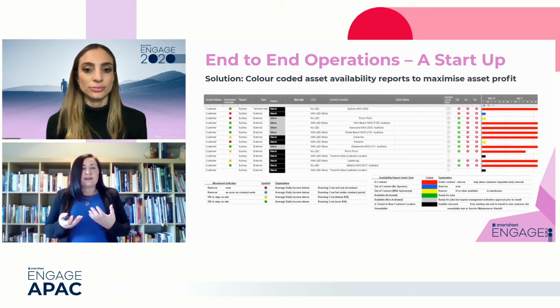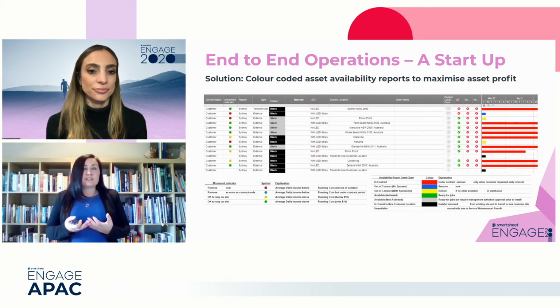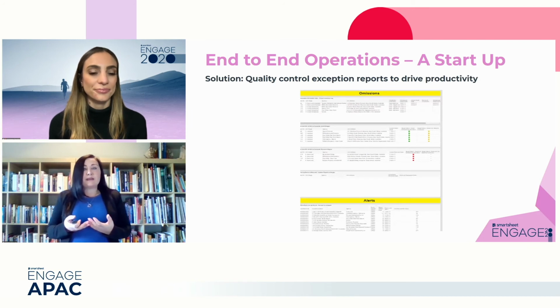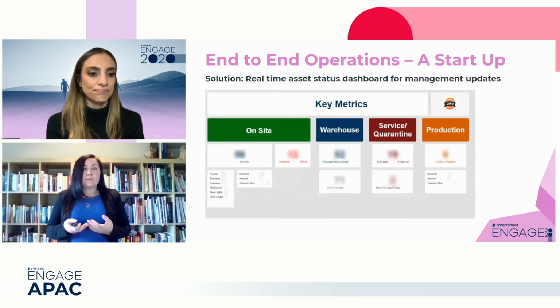In this instance, with the asset availability reports, the color coding helps the operations team make good financial decisions, for example, by identifying and moving the least profit-generating assets to a higher generating space because it's calculating daily revenue less running costs in Smartsheet. This also helps to quickly assess contract status. Exception reports to maintain quality by confirming that everyone is doing their part correctly and on time. And finally, real-time visibility.